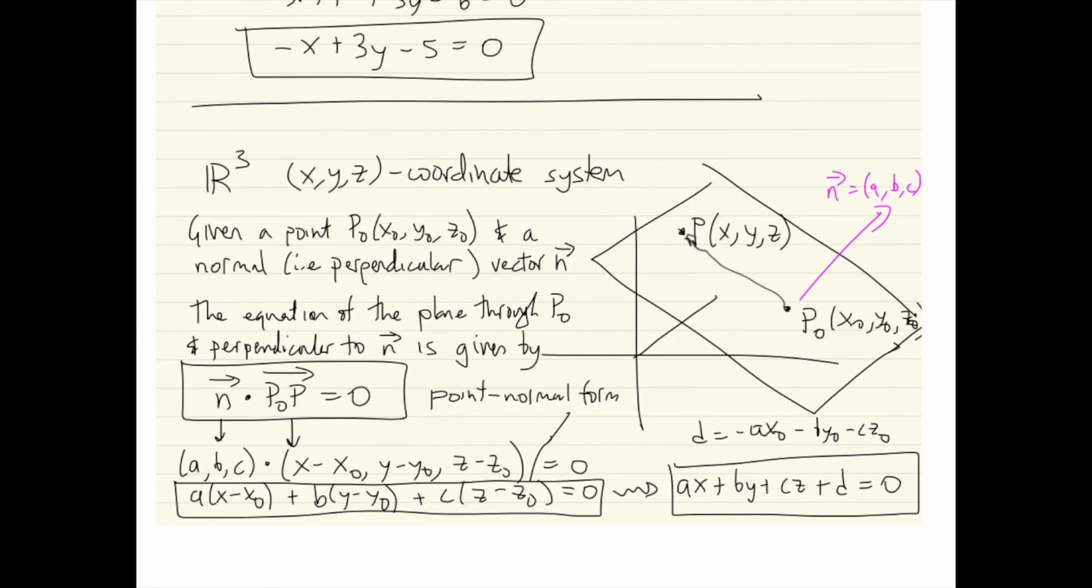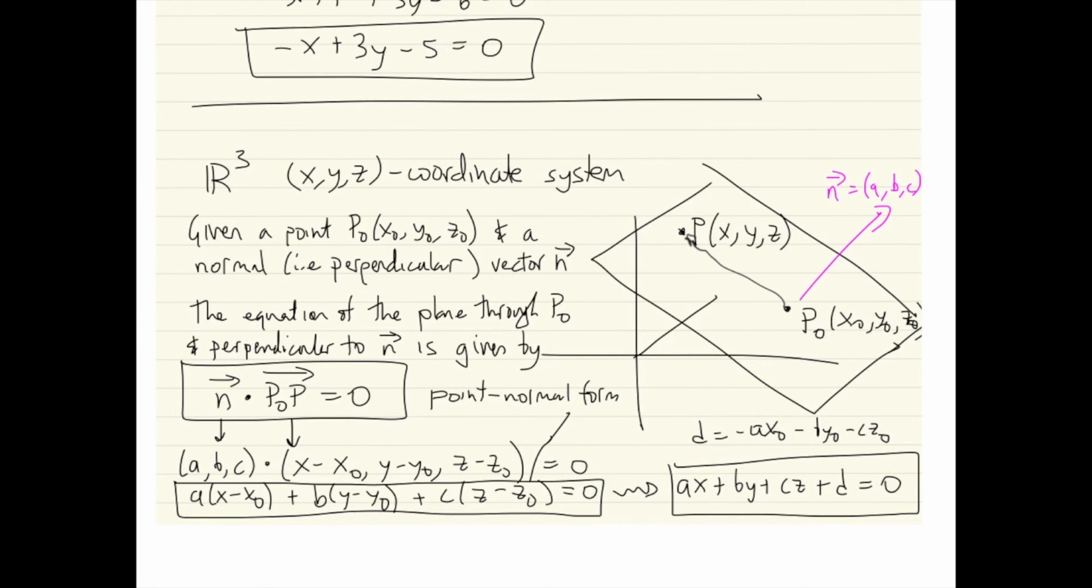And once again, I'm translating that. n turns into (a, b, c). For P0 to P, you subtract off the components of P0 from P, so you get x minus x0, y minus y0, z minus z0. Multiply, then a times x minus x0 plus b times y minus y0 plus c times z minus z0. Again, that's how the dot product is defined. And then we get either this equation down here, or if you want to distribute the a's, b's, and c's, you get this, where d is some number.